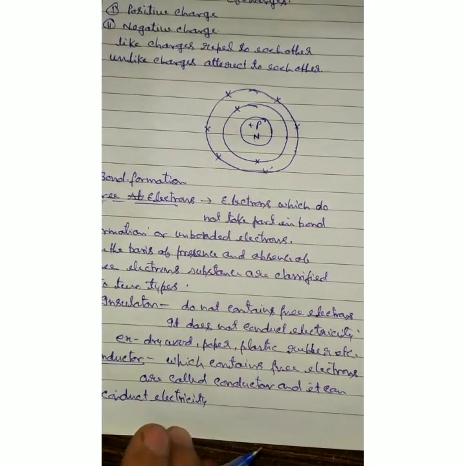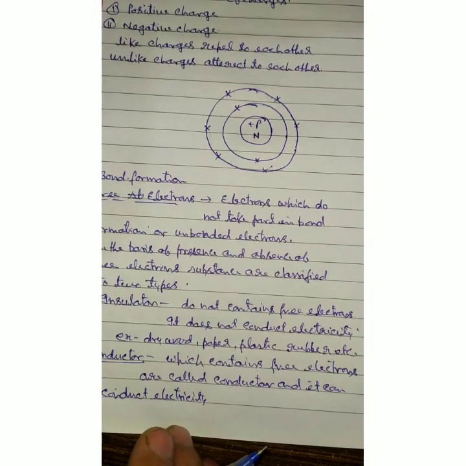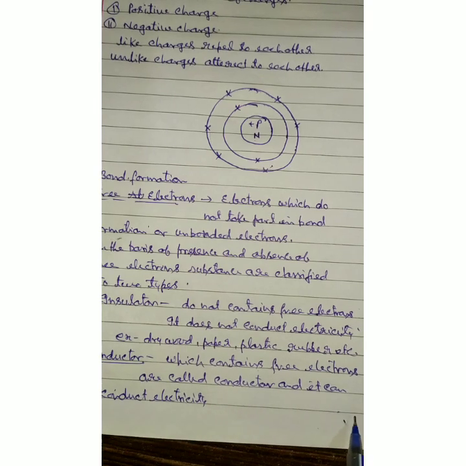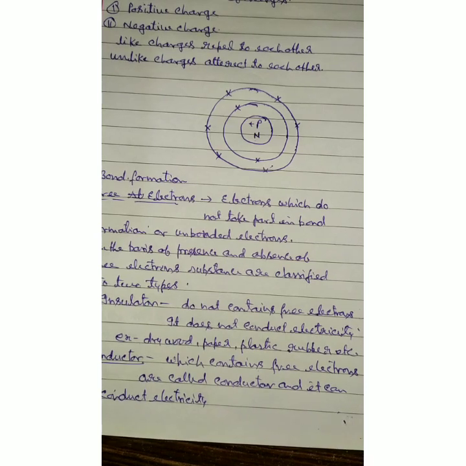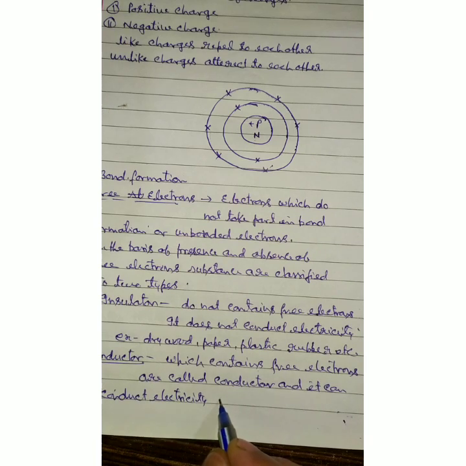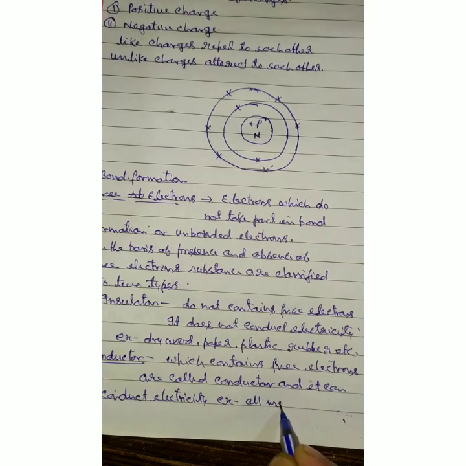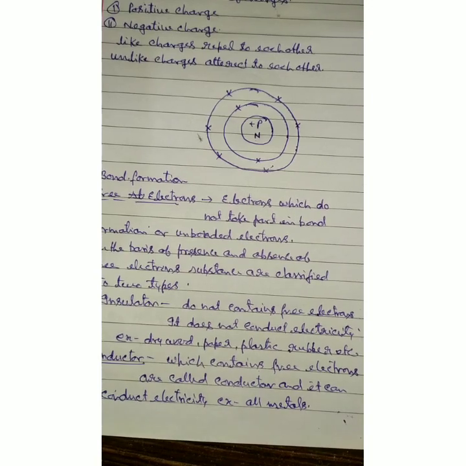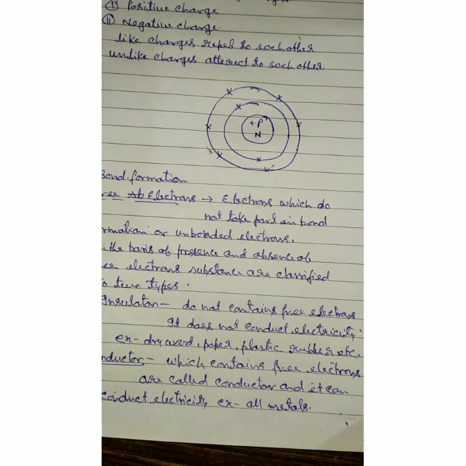So conductors are those materials or substances which contain free electrons, and free electrons are those which are present in the outermost shell of any atom inside a material, substance, or element and do not take part in bond formation. Examples of conductors are all metals, alloys, etc.